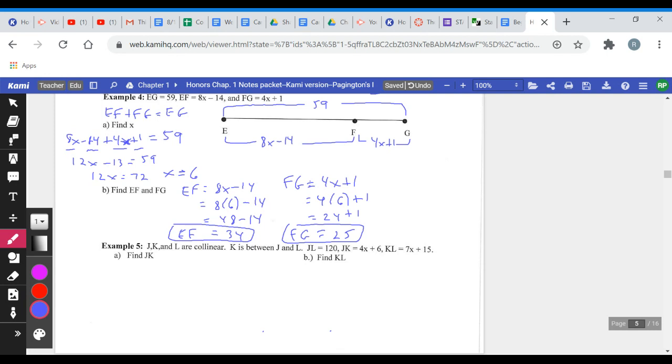Now I want you to think about, how could I check to see if those answers are correct? I just did all that work. I may have made a careless mistake. I want you to think, how could I check to see that that is actually the right answer? And it's a quick little check.